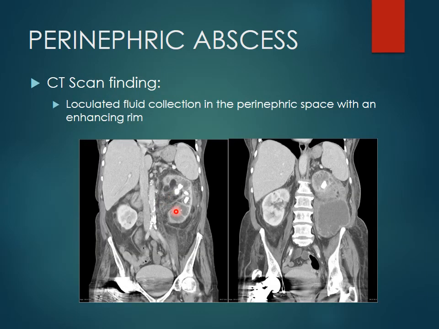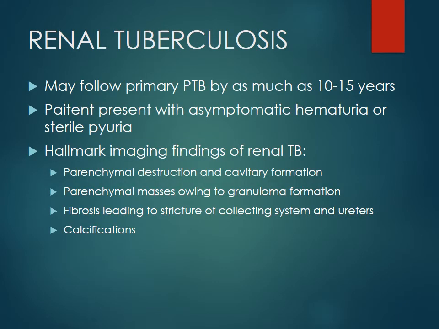CT scan findings for perinephric abscess would include a loculated fluid collection within the perinephric space. The image on the left side would show an infected left kidney as evidenced by its enlarged size, presence of air, and surrounding inflammatory changes. In the image on the right side, you would see that there is a loculated fluid collection located inferior to the left kidney with an enhancing rim. So this would represent the perinephric abscess.